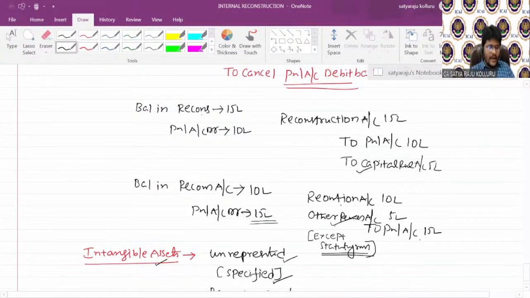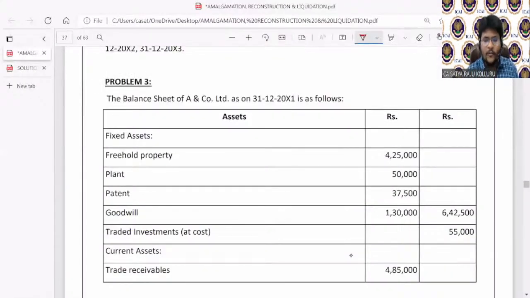Yes, guys. Right. So let us start with problem number 3, guys. All of you, please give your focus on your screen related to problem number 3. Can I read? Right. The balance sheet of A & Company Limited as on 31st December 2011 is as follows.